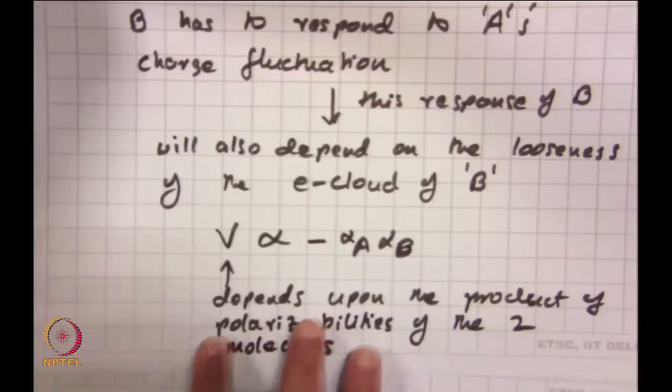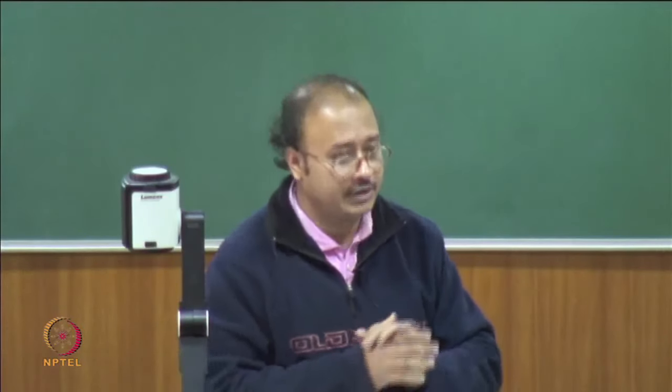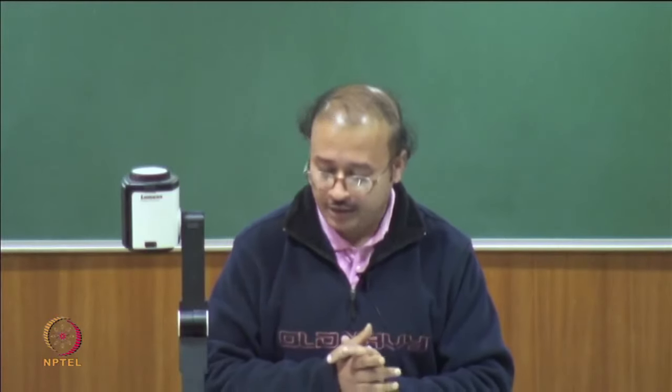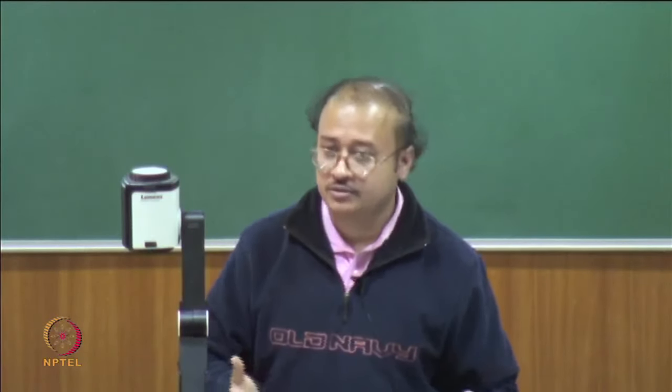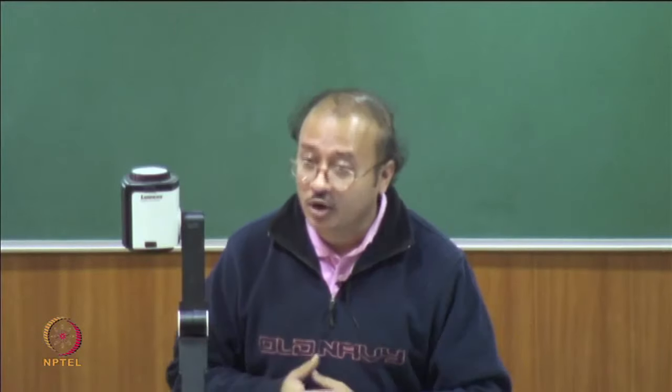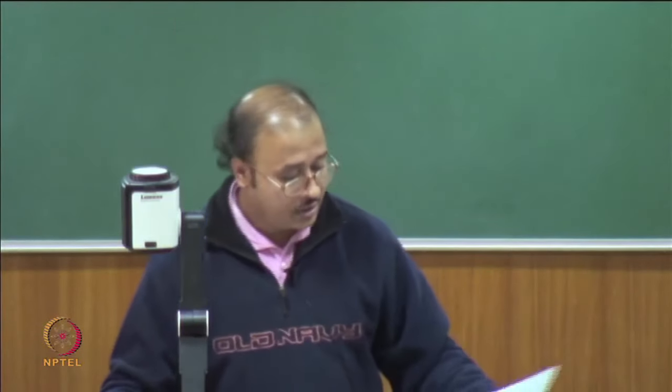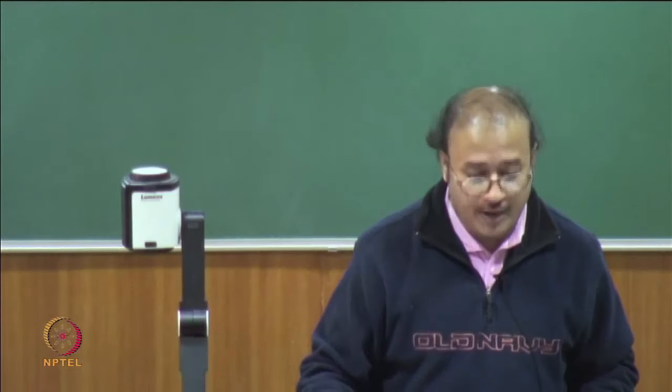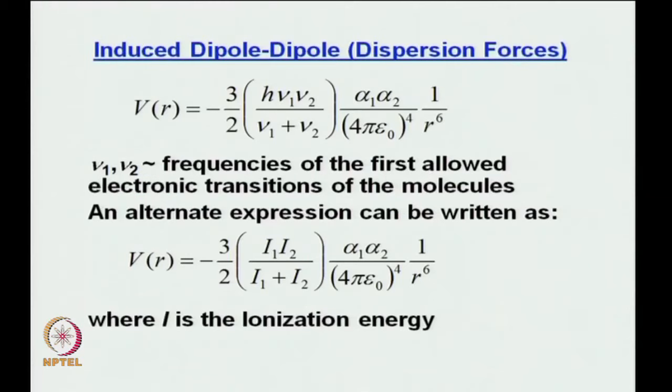Now, the derivation of this distance dependence is a little bit involved, but people have derived it for us, applying principles of quantum mechanics. It can be done. So, if we go back to the slides, here V of r is equal to minus 3 by 2 h nu 1 nu 2 over nu 1 plus nu 2. Then look at this term, we have alpha 1 alpha 2, which is essentially like alpha A and alpha B. And then you see the distance dependence, it is r to the power 6.